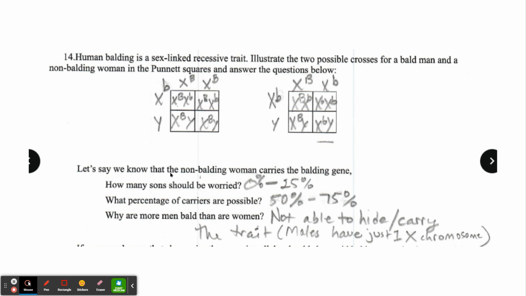So let's say we know that the non-balding woman carries the balding gene. How many sons should be worried about going bald? 0 to 25%. What percent of carriers are possible? 50% to 75%. Why are more men bald than women? Because males are not able to hide or carry the trait, since males only have one X chromosome. The Y doesn't have this gene on it.